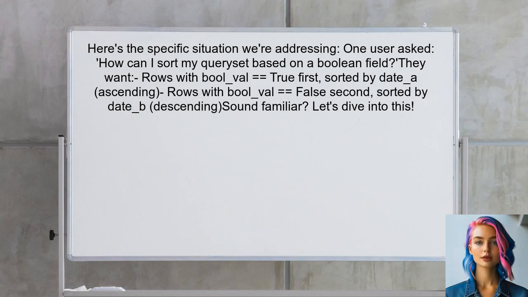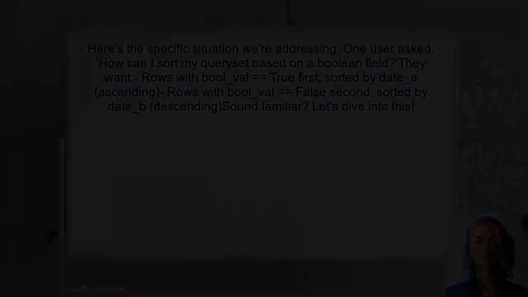Here's the specific situation we're addressing. One user asked how to sort two parts of a query set differently based on a Boolean field. They want rows with a Boolean value of true to come first, sorted by date A in ascending order, and rows with a Boolean value of false to come second, sorted by date B in descending order. Sound familiar? Let's dive into this.